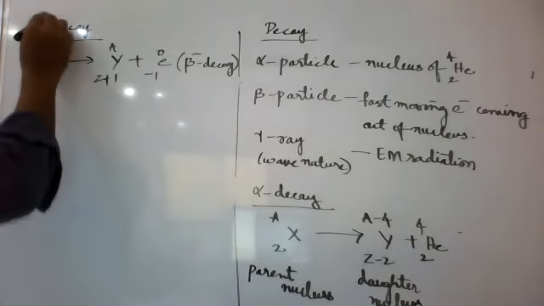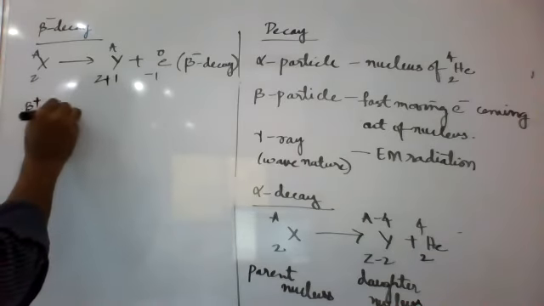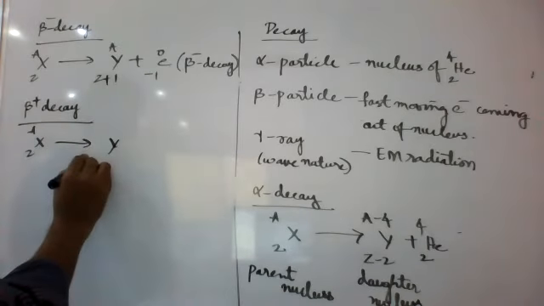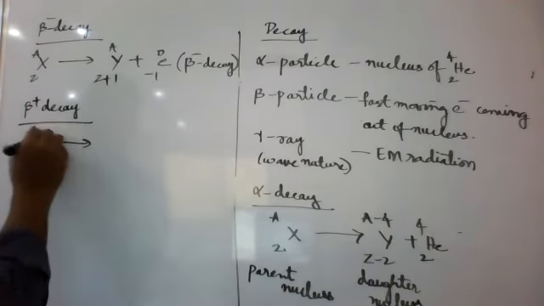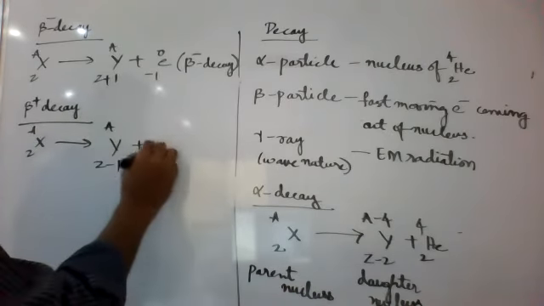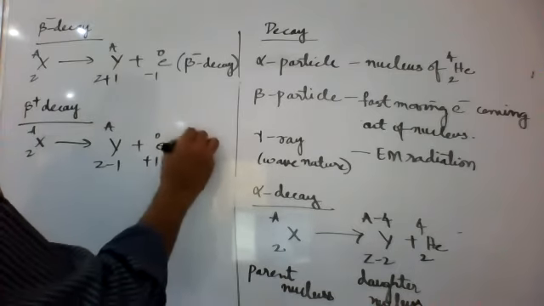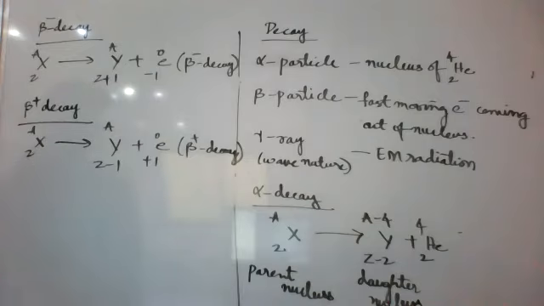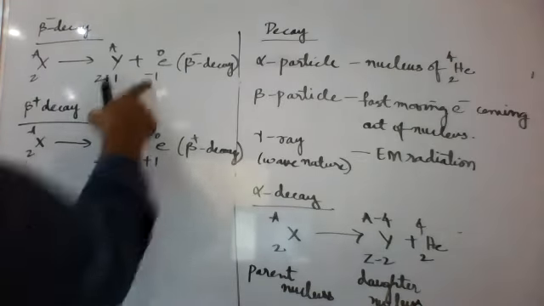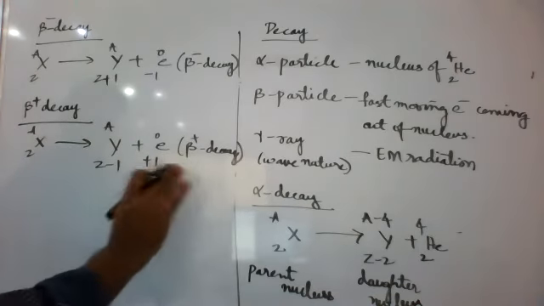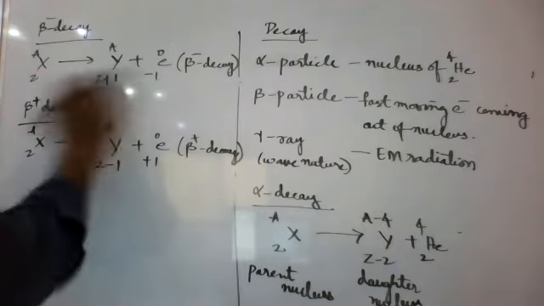Now, this is beta minus, and we have beta plus decay also. In beta plus decay, X Z A will give Y Z minus 1, A, plus e plus 1, 0. This is beta plus decay. It is a positron, having the same mass as an electron, but its charge is positive. So this will shift one element towards the left.